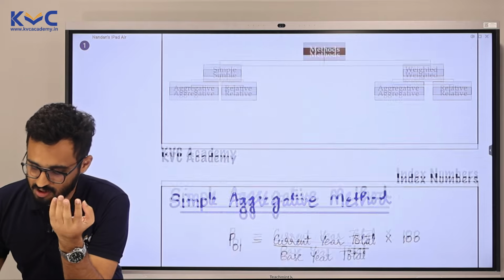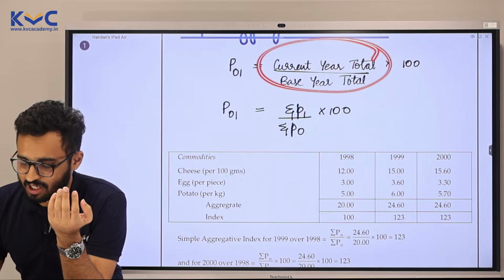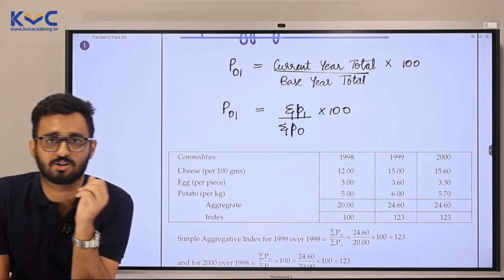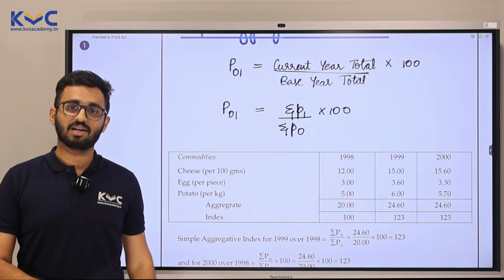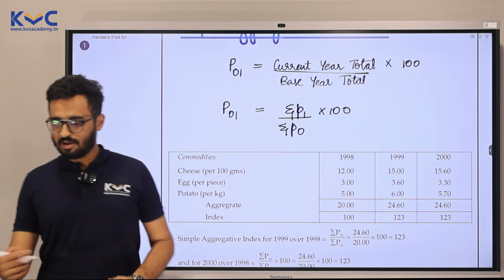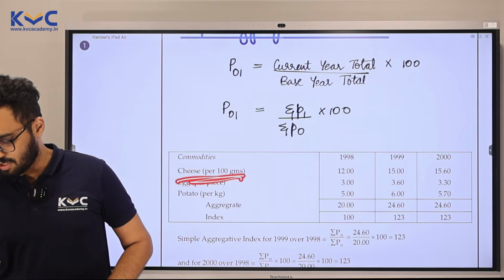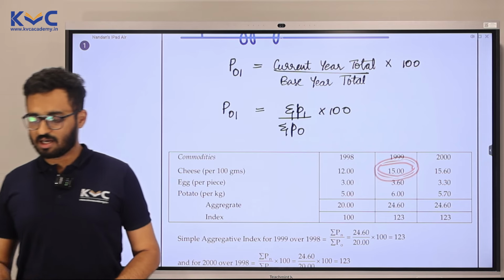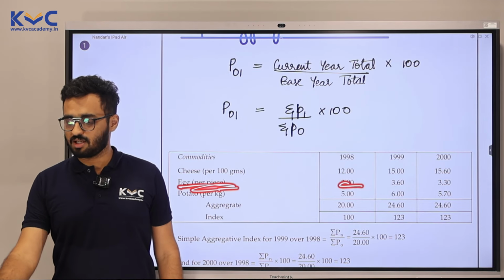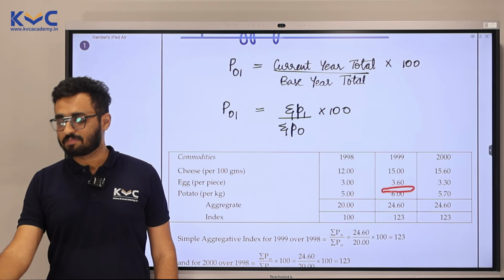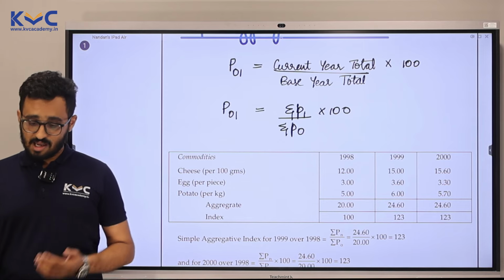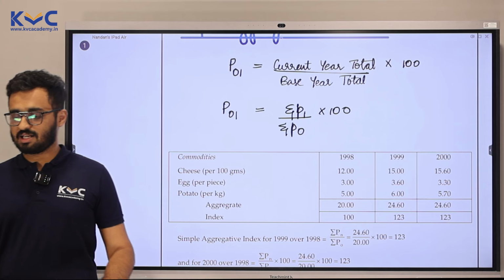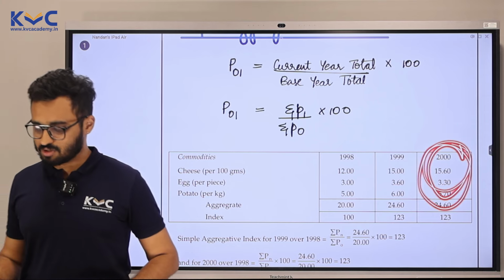If you do the total of all the products for the current year and base year and then get an index which will represent the entire set of values, we call it simple aggregative. Understood? We have an example here. Cheese per 100 grams is 12 rupees in 1998. It became 15 in 1999. Egg per piece was 3 rupees in 1998. It became 3.6 in 1999. And potato per kg was 5 in 1998, 6 in 1999. Similarly, we have the data for 2000 as well.